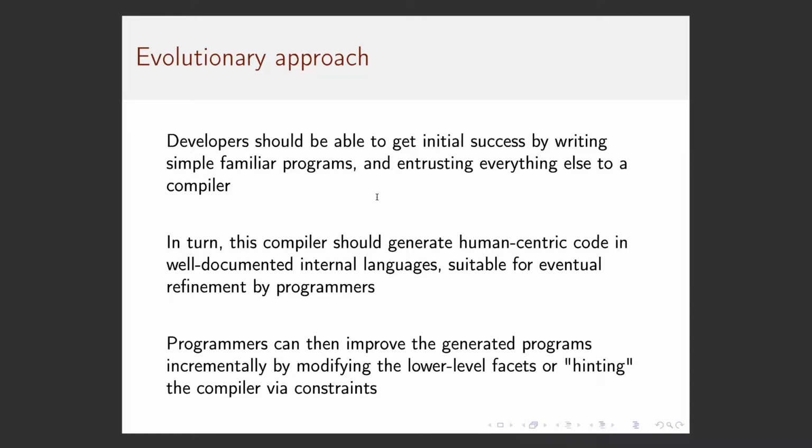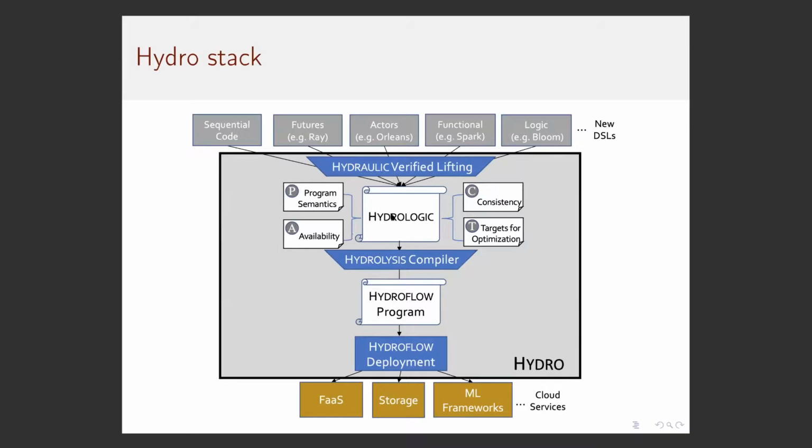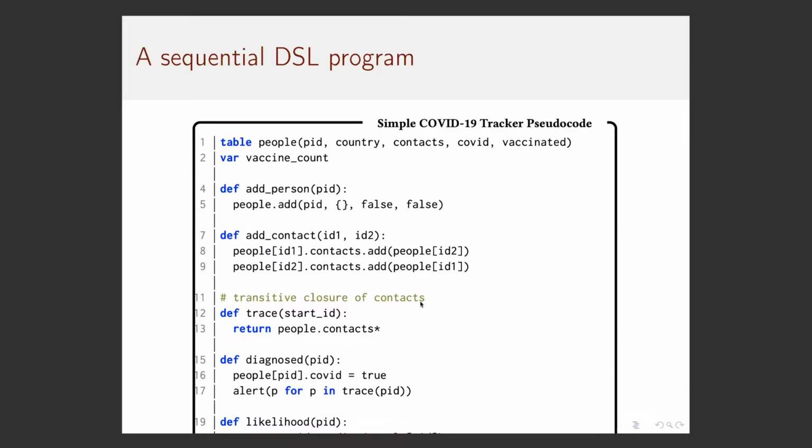So as promised, to revisit the evolutionary approach, they are saying that this should allow the developers to look at the generated IR code and refine it for their use later on. Programmers would be able to improve the generated programs incrementally by modifying the lower level facets and or hinting the compiler some constraints. So going back to here again, so DSL, this verified lifting gets it to Hydrologic, and it would be possible for the developer to change things maybe at the Hydrologic level or Hydroflow level to improve things. Okay.